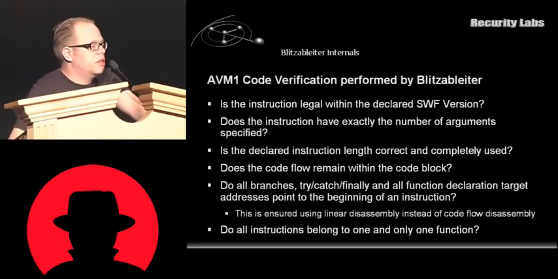So what we do in a code verification, we just check all those properties. Instruction length, the number of arguments that the instruction needs, the declared instruction length, is it completely used? Does the code flow remain within the code block? Does it jump to an instruction that is actually defined, or does it jump into an instruction? Are all the addresses that are coming out of function declarations and in try-catch-finally blocks actual instructions?